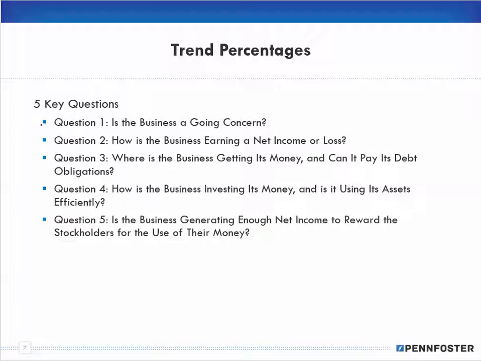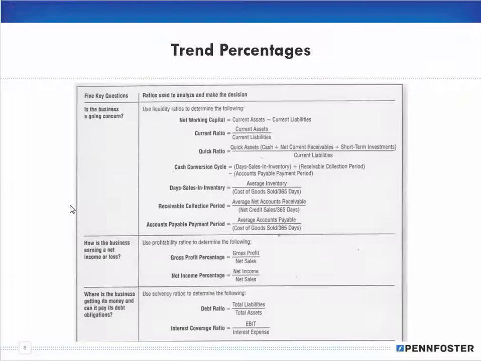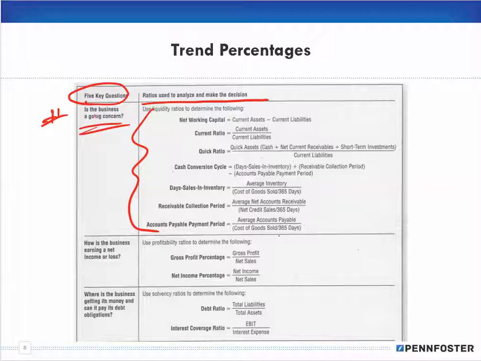Now, the thing about these 5 key questions is that you have specific ratios that allow you to look at each one of these particular questions. In the textbook, I had to cut this up into 2 different slides, because it's just too big to put on one slide. Here are the 5 key questions, and these are the ratios used to analyze and make the decision. As an example, this is question number 1: is the business a going concern? And these are the different ratios that you will look at in order to answer this question.